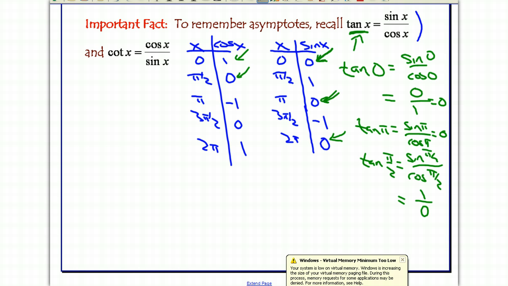So since tangent is sine over cosine, everywhere the sine is 0, at 0, pi, 2 pi, then also the tangent is 0. Everywhere the cosine is 0, at pi halves, 3 pi halves, that makes the bottom of your fraction 0, so that makes the tangent undefined.